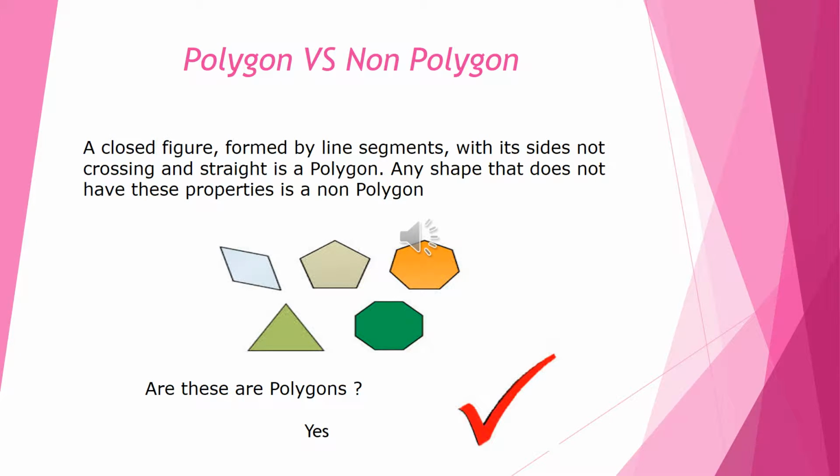Now we shall begin our discussion on polygons. A closed figure formed by line segments with its sides not crossing and straight is a polygon. Any shape that does not have these properties is a non-polygon. Can you see the colorful pictures below? They are all examples of polygons.